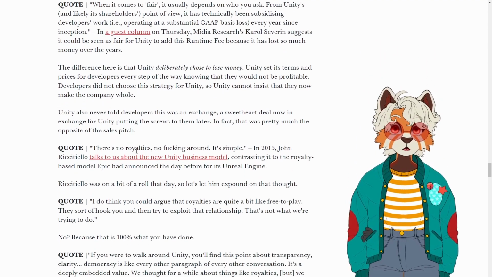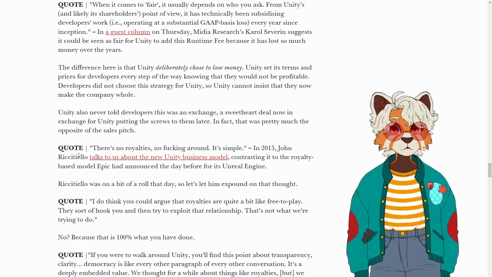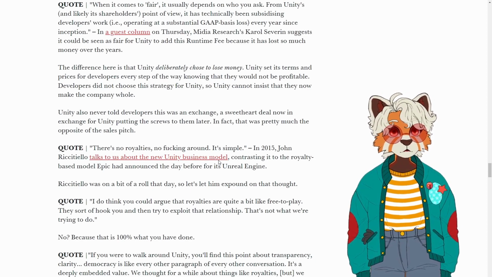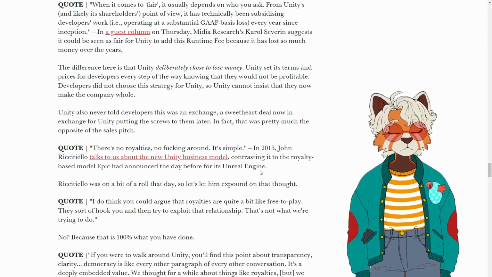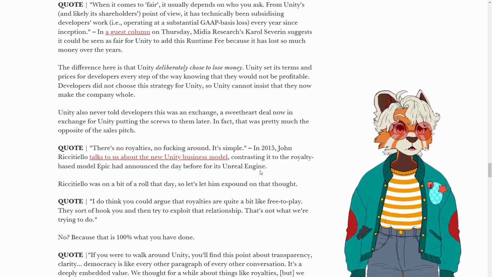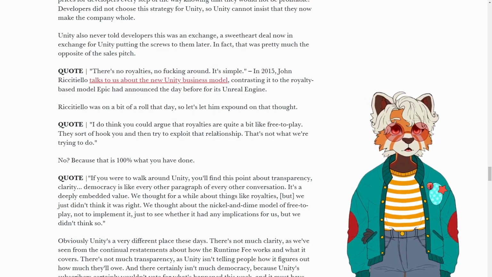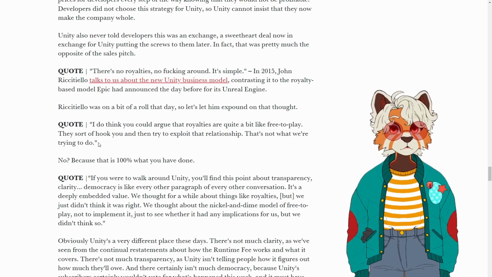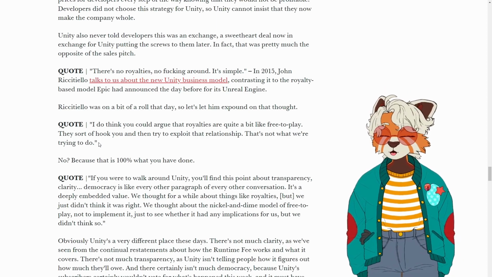Quote, "There's no royalties, no fucking around, it's simple," end quote. In 2015, John Riccitiello talks to us about the new Unity business model, contrasting it to the royalty-based model Epic had announced the day before for its Unreal Engine. So he was deliberately pitching this engine to developers saying, we're not going to fuck you over. To quote him again, "I do think you could argue that royalties are quite a bit like free-to-play. They sort of hook you in and then try to exploit that relationship. That's not what we're trying to do," end quote. That's exactly what you've done, John. It's exactly what you've done.